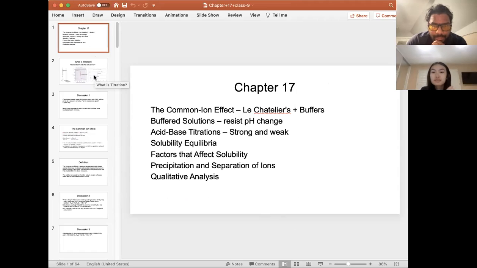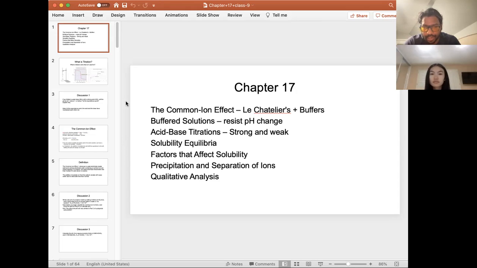Okay. All right. So let's talk about each of these. So the common ion effect. What that basically means is, let's say that you drop NaCl into a solution, right? It breaks apart into Na+ cations and Cl- anions, right? Now let's say you add in calcium chloride, CaCl2. The common ion effect is that you're adding something with chloride ions to something that already has chloride ions in it.